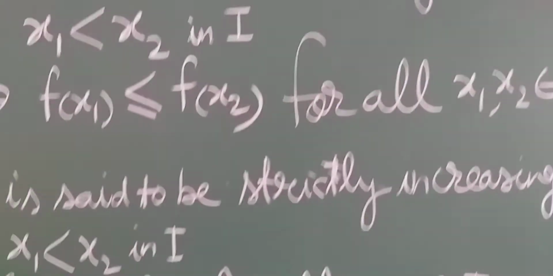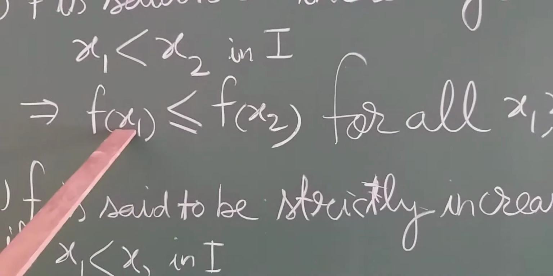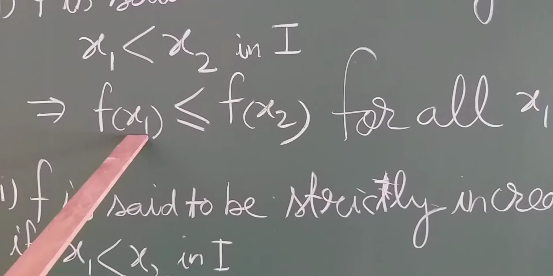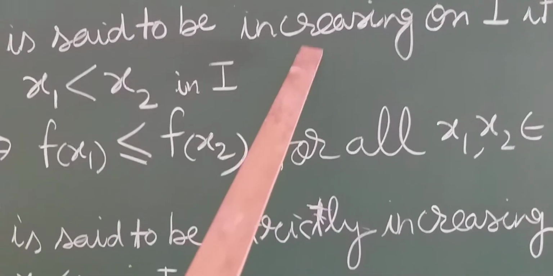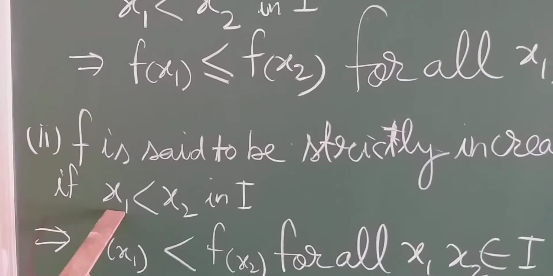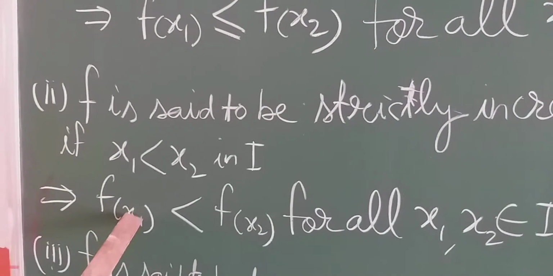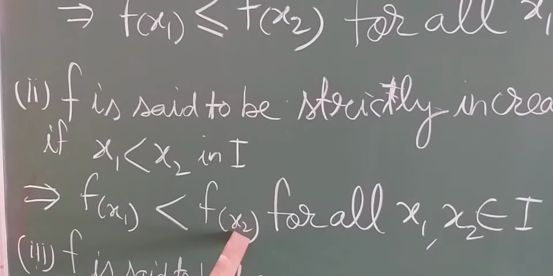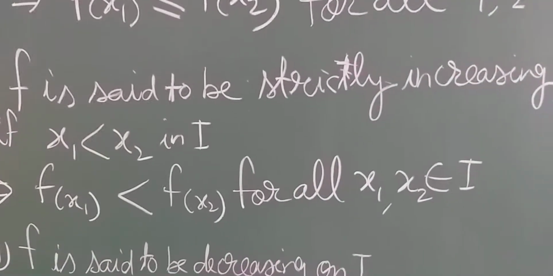In short students, if we take two values x1 less than x2 and the value of the function at x1 is also less than or equal to that at x2, then the function is called increasing. And if we take two values x1 less than x2 and the value of the function at x1 is less than the value of the function at x2, then the function is called strictly increasing.